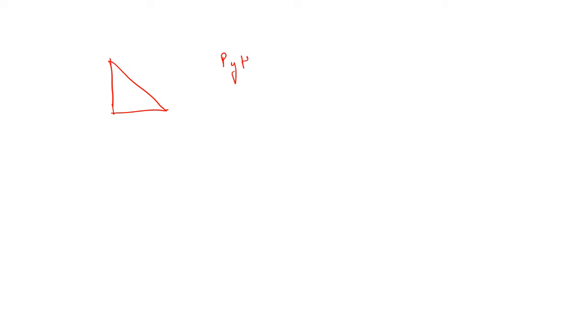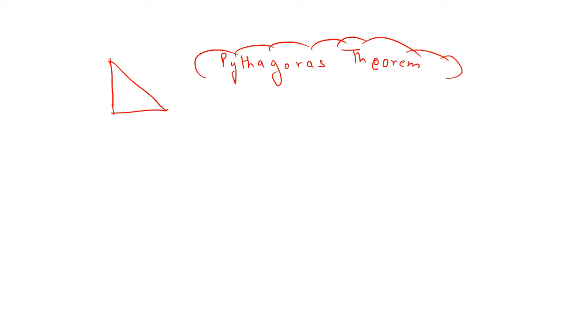So what is it? Tell me about it. Pythagoras theorem says that hypotenuse square is always equal to perpendicular square plus base square. The longest side will be your hypotenuse, and the other two are perpendicular and base. So the hypotenuse square is always equal to the perpendicular square plus the base square.